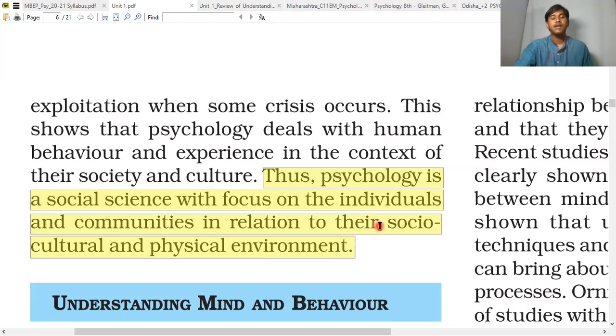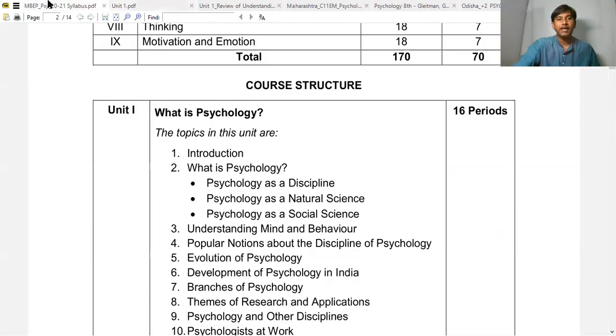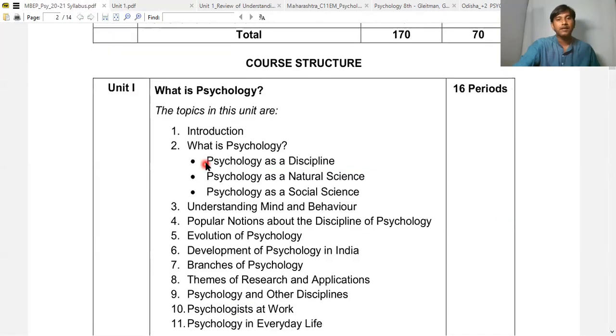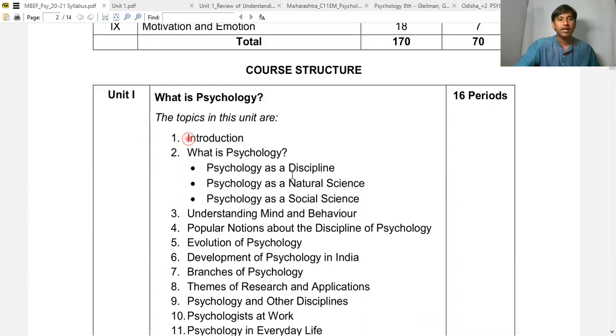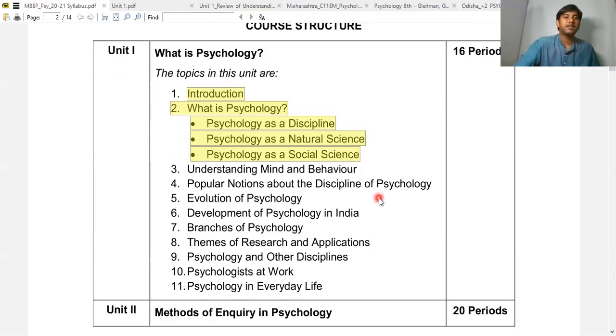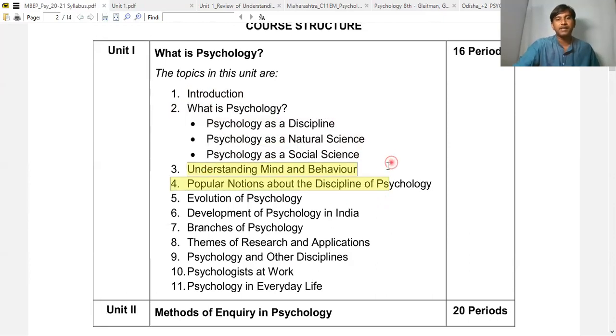Okay, that ends our discussion of psychology as a natural science, and so far we have discussed these five topics: introduction, psychology, natural science, and social science. In the next chapter, we will be seeing the next topic: understanding minds, behavior, popular notions, and evolution of psychology.